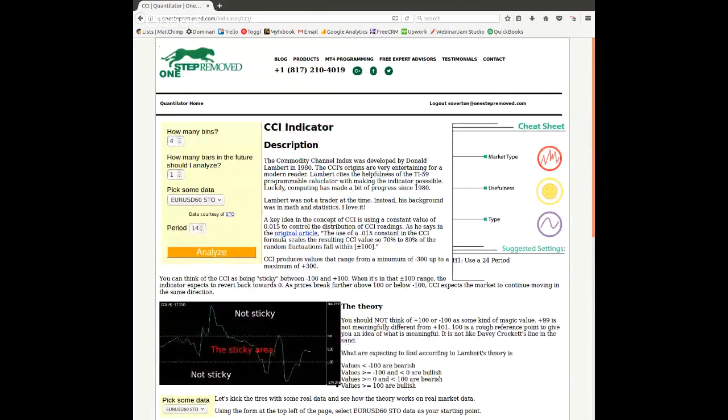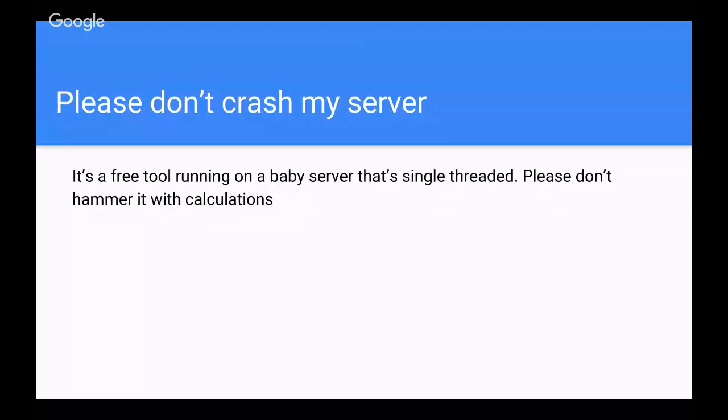Let me go back towards the slides and maximize this screen. Okay. So I showed you guys the indicator working on the site, right?